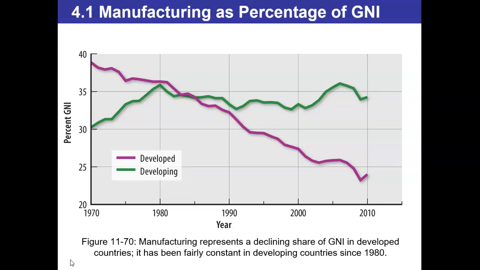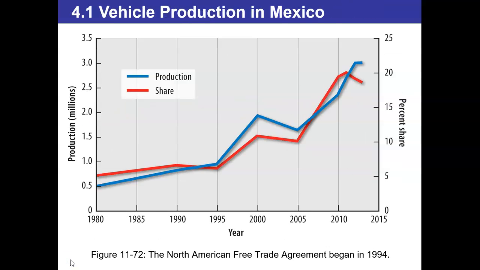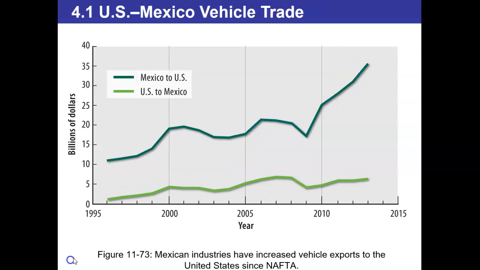Let's take a look at 11-70. We can see that manufacturing represents a declining share of GNI, or gross national income, in developed countries. It has been fairly constant in developing countries since 1980. Taking a look at vehicle production in Mexico, in figure 11-72, we can see that the North American Free Trade Agreement began in 1994. We can also see how vehicle production has increased tremendously in Mexico. In figure 11-73, we see that Mexican industries have increased vehicle exports to the United States since NAFTA.